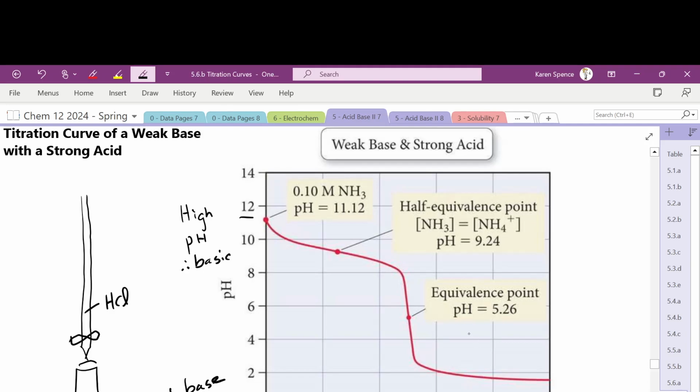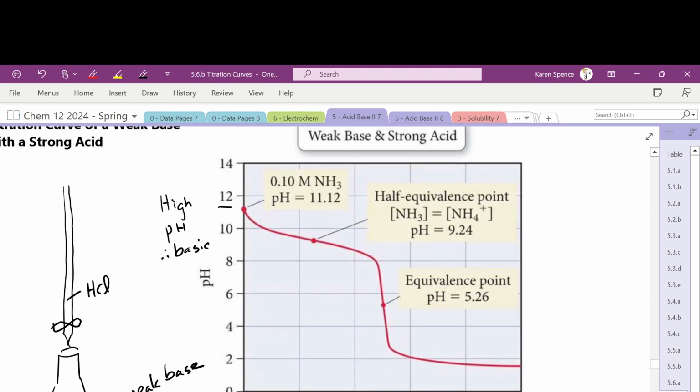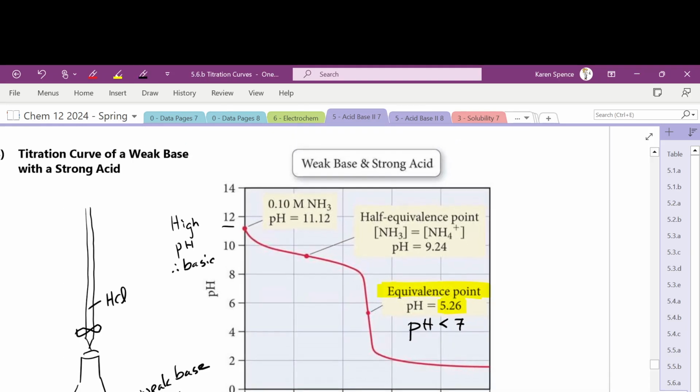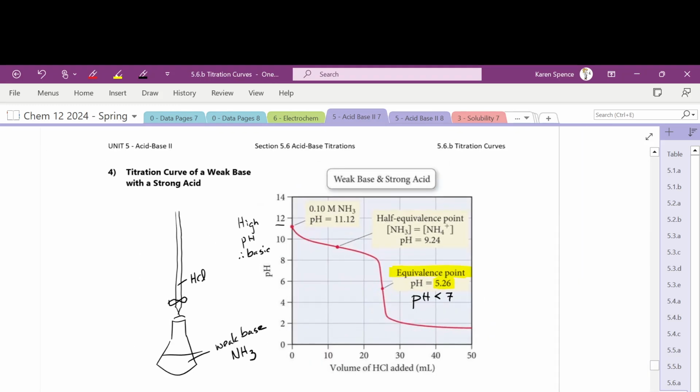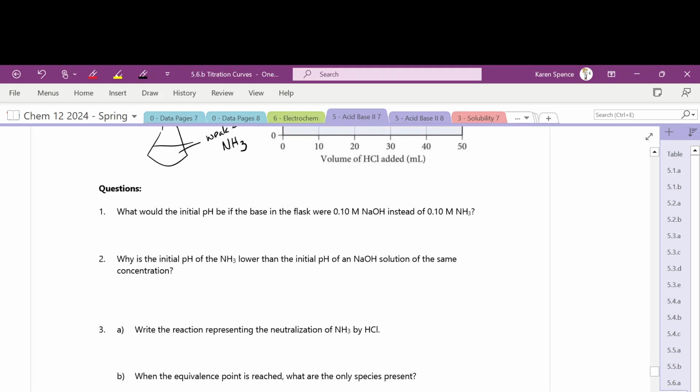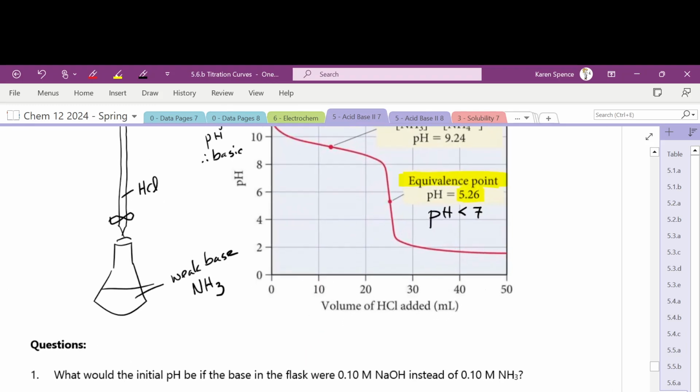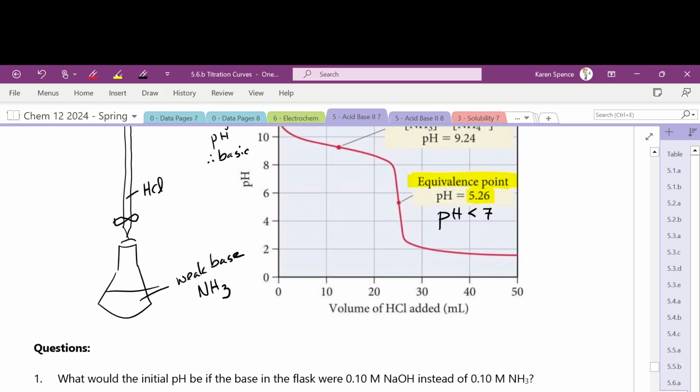And our equivalence point, what do you notice about the pH at the equivalence point? Is it 7, greater than 7, or less than 7? It's less than 7. And I'd like you to see if you can explain to your partner why the pH is less than 7. Actually, why don't we just answer these questions, because they're here and we have space to write the answers. That makes sense.